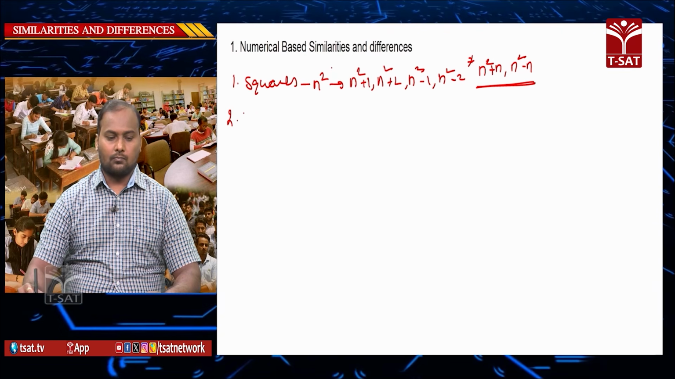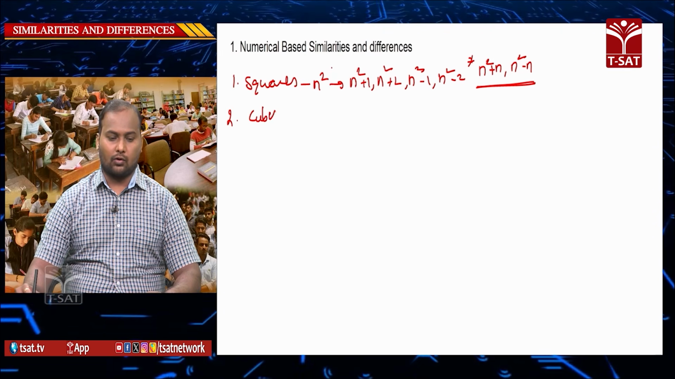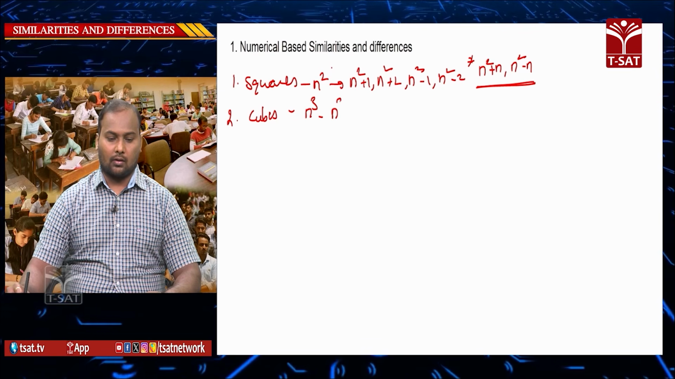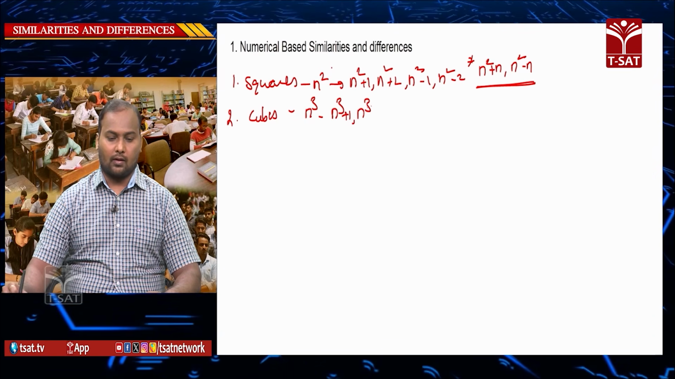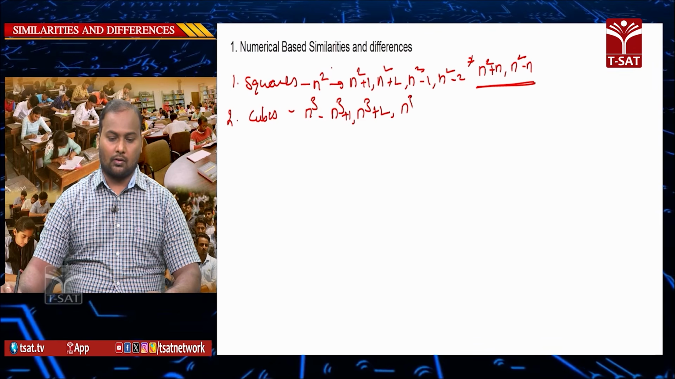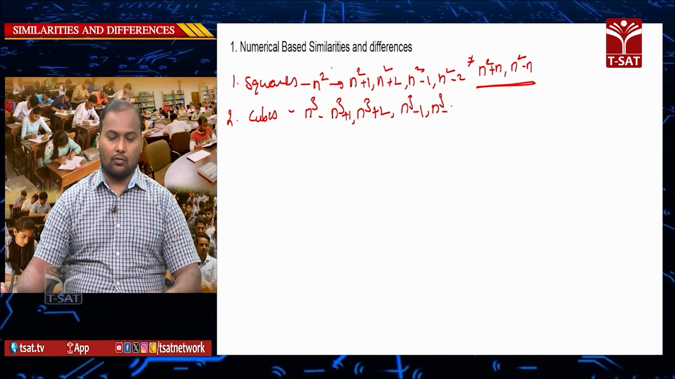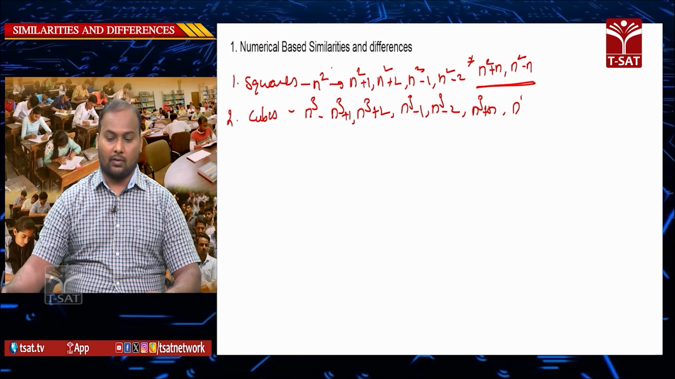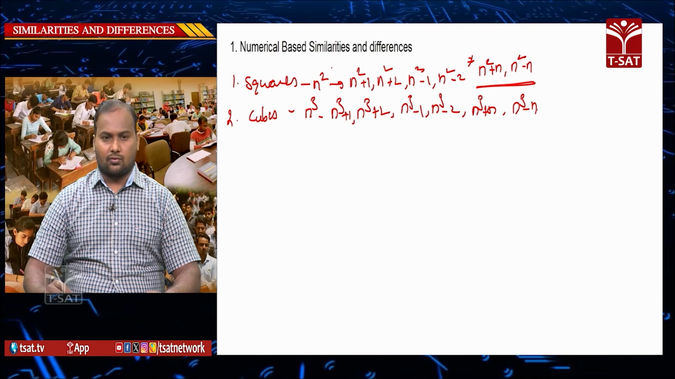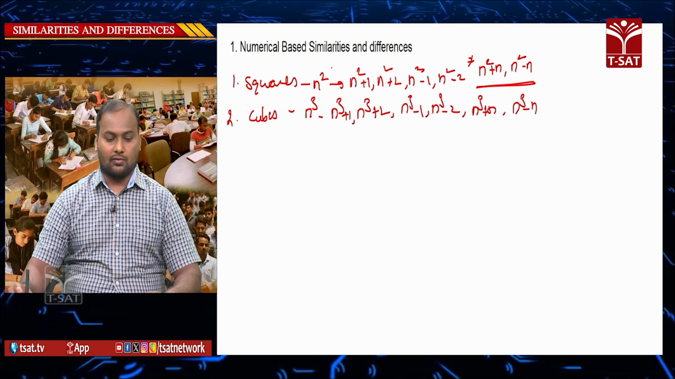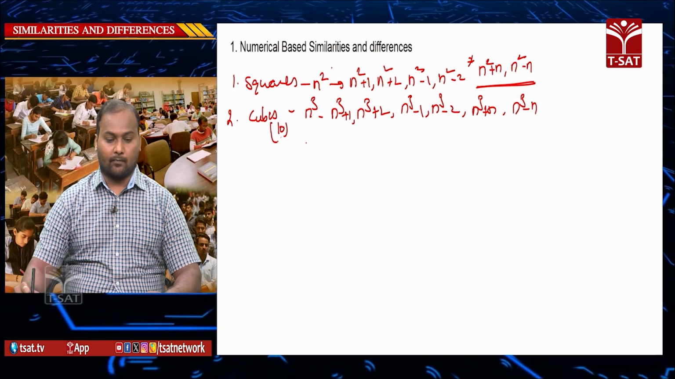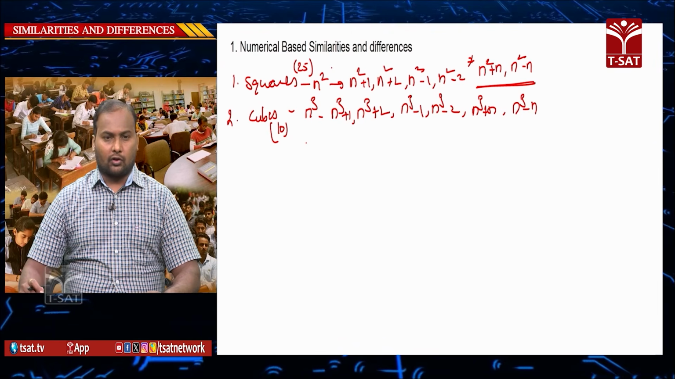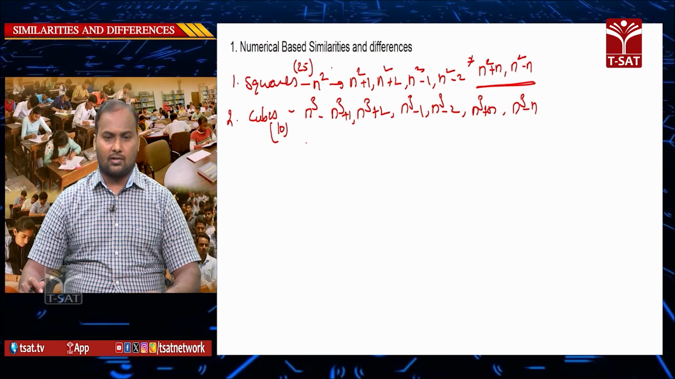After the squares, generally you can expect a question from cubes. So, what are cubes? The values near the cubes like n cube, n cube plus 1, n cube plus 2, n cube minus 1, n cube minus 2. The most important are n cube plus n and n cube minus n. Students should know cubes at least up to 10. Squares will be up to about 25. This is a must.